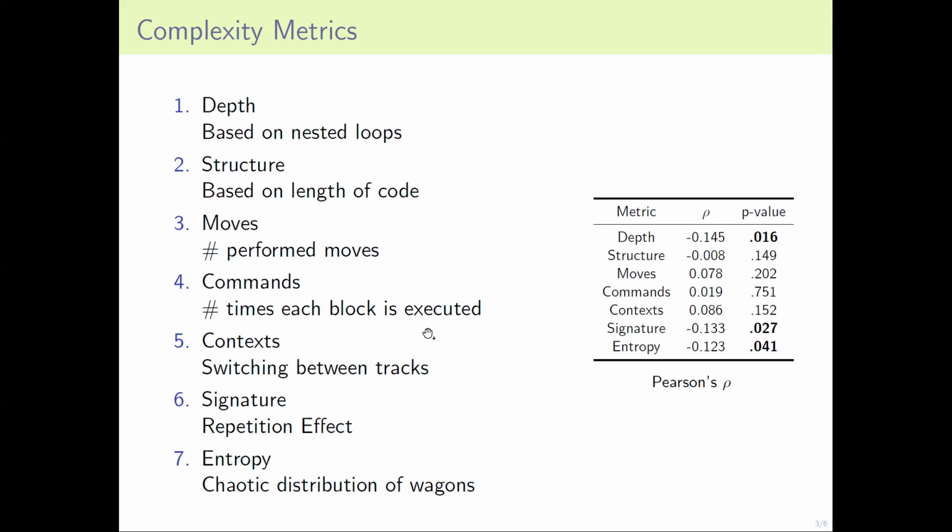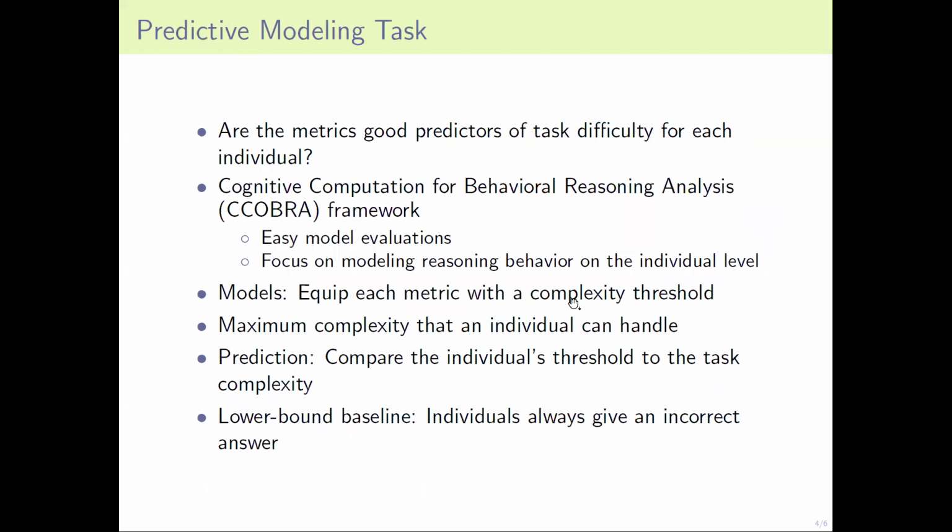We measure the correlation between these metrics and the correctness of individuals' answers. We find 3 significant values for depth, signature, and entropy. These significant correlation values indicate that these metrics should be the best predictors of answer correctness. We want to determine whether this holds on the individual levels. Are the metrics good predictors of task difficulty for each individual in our dataset?